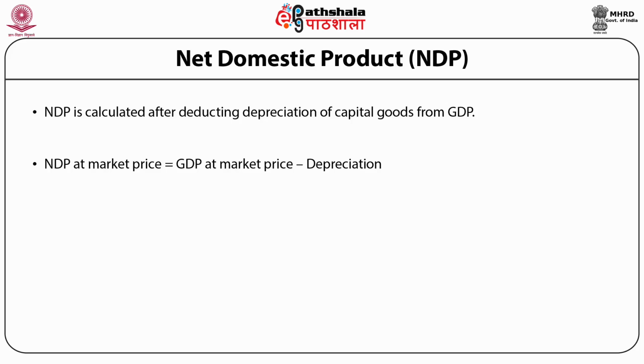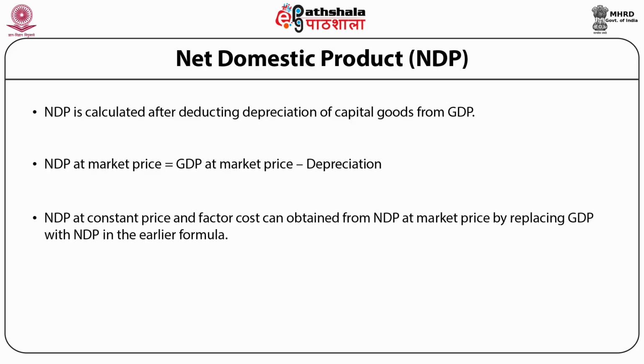Therefore, the depreciation of capital stock is deducted from GDP so that only the new addition to the production capacity remains in national income. NDP, just like GDP, can be calculated at market price or constant price. NDP at market price can be calculated using the following identities. NDP at market price is equal to GDP at market price minus depreciation. The formula for calculating NDP at constant price and factor price can be obtained the same way we have obtained it for GDP.